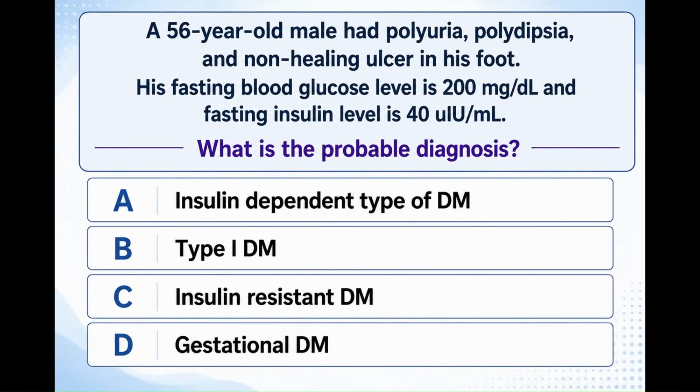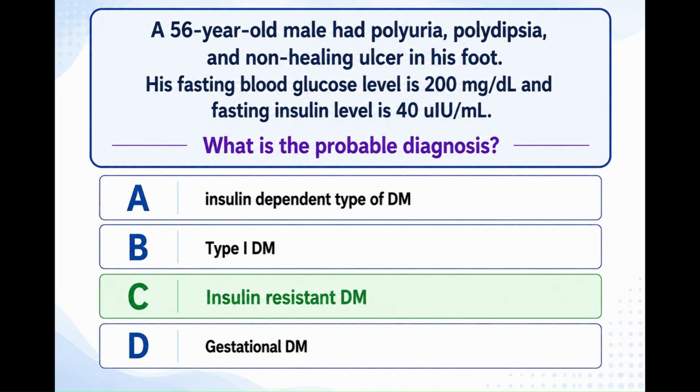Let's have a look at this MCQ. A 56-year-old male is having polyuria, polydipsia and a non-healing ulcer in his left foot. His fasting blood glucose level is 200 mg per deciliter, and fasting insulin level is more than the normal reference interval. What could be his probable diagnosis? Four options are given: insulin dependent type of diabetes mellitus, diabetes mellitus type 1, insulin resistant type of diabetes mellitus, and gestational diabetes mellitus.